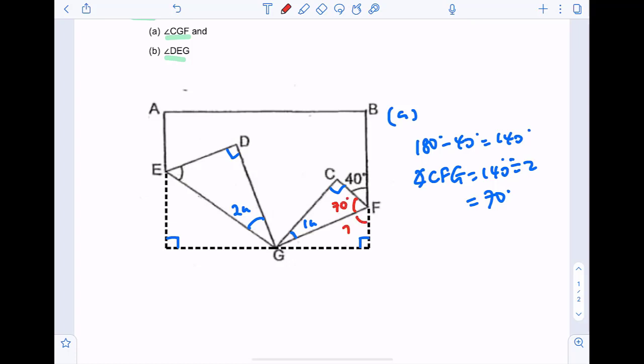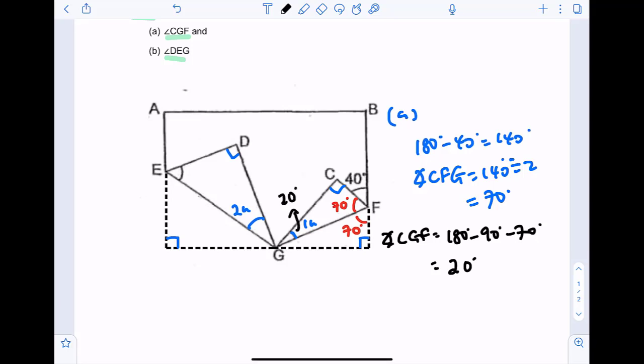Over here also 70 degrees. So one more step to find angle CGF. Let's rewrite that again. 180 minus 90 minus 70 degrees. Why? Because we have angles in a triangle adding up to 180 degrees. So this will give us an answer of 20 degrees, which will be over here, which is for 1 unit.